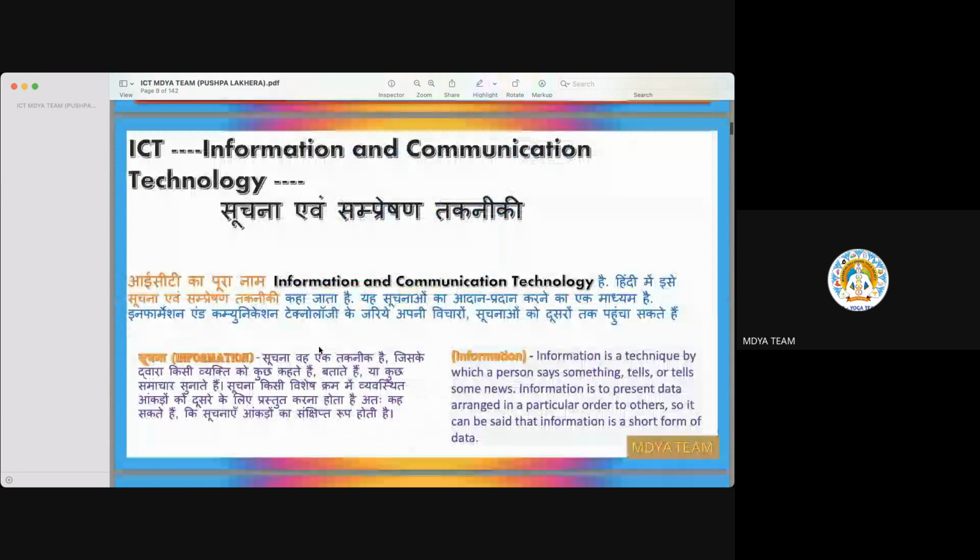So ICT means information and communication technology. Information is a technique by which a person says something, tells some news or some knowledgeable thing or some data. Information is to present data arranged in a particular order to others. It can be said that information is a short form of data, something useful and knowledgeable that is conveyed to another person in a very particular, ordered way. So that is information.